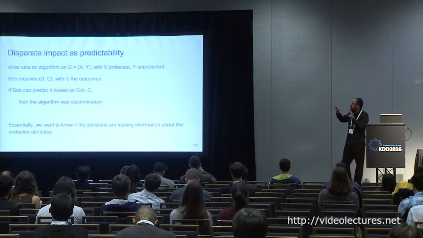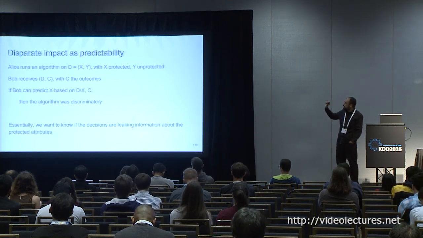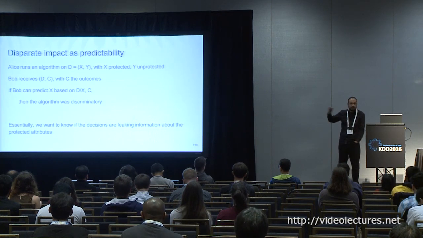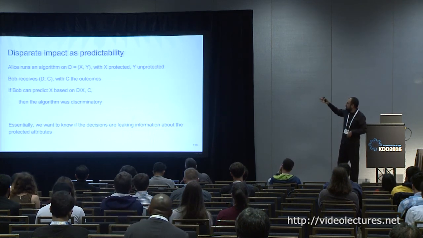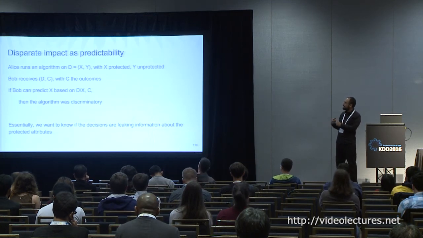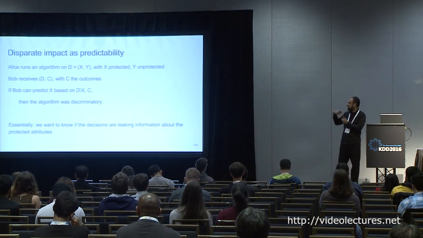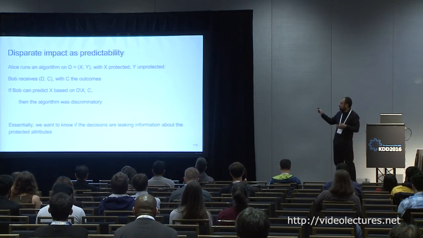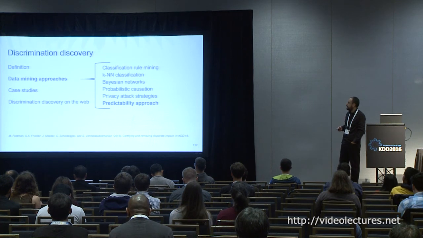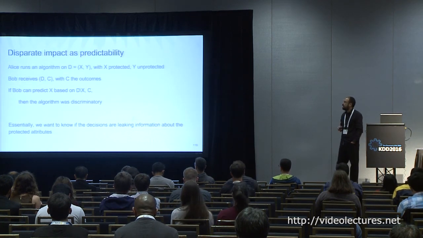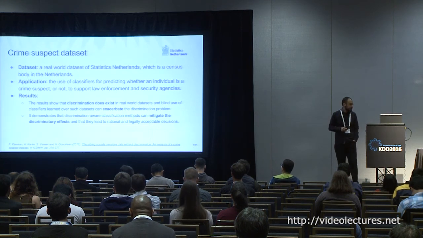And this whole idea of disparate impact can be traced back to this idea of having a predictable attribute. So think of an adversarial situation. You have an algorithm that is run on protected and unprotected attributes, protected being race and so on. And Bob receives the data set with the outcomes. Now if Bob can predict the protected attributes based on the unprotected attributes and the outcomes, then the algorithm is discriminatory, and we know the decisions are leaking information. This is all explained in detail in the KDD 2015 paper called Certifying and Removing Disparate Impact, and it basically exploits this idea. So let me wrap up with 4 or 5 more slides.